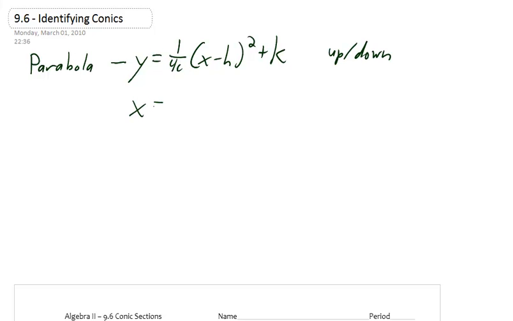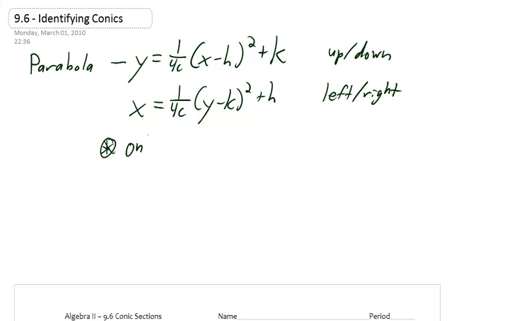Then we also had x equals 1 over 4c times (y minus k) squared plus h. This was for a left-right parabola. You'll notice a few things about the parabola. One of those is only x squared or y squared, not both. Because if you square both x and y, we now have a different shape. We have one of the other 3 that we've done.